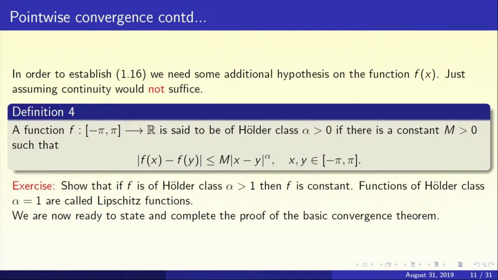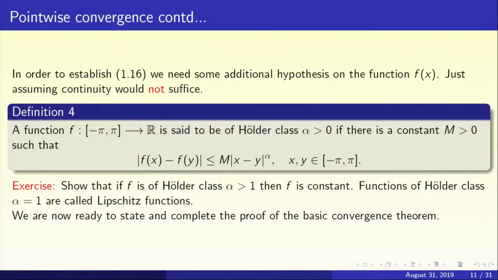A function f from minus pi to pi is said to be Holder continuous, or of Holder class alpha, if mod f(x) minus f(y) is less than or equal to capital M times mod x minus y to the power alpha, where x and y range over minus pi to pi. The difference mod f(x) minus f(y) in absolute value is dominated by M times some fractional power of x minus y. Such a function is said to be Holder continuous. That is, the function is said to be of Holder class alpha.